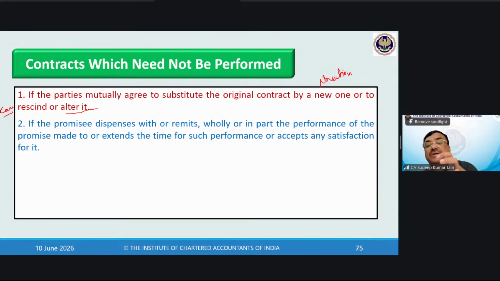Dispense means dispensary, giving medicine, treatment. It means if the promisee is satisfied with any other option, then the original contract need not be performed.